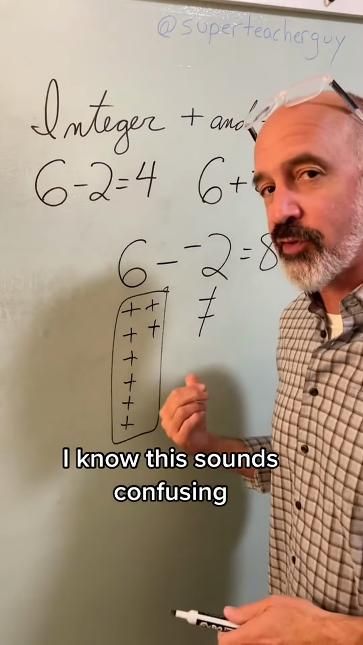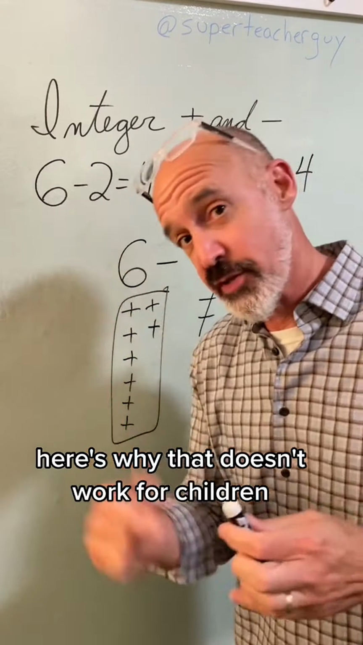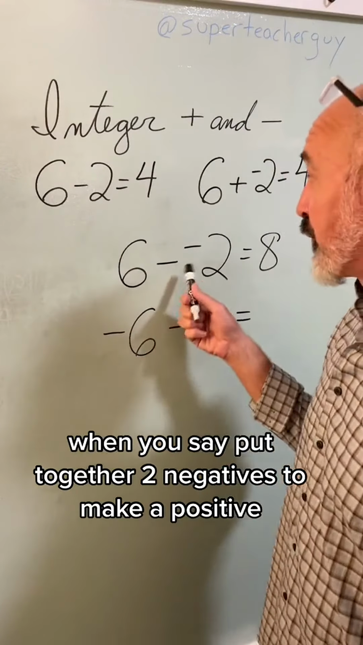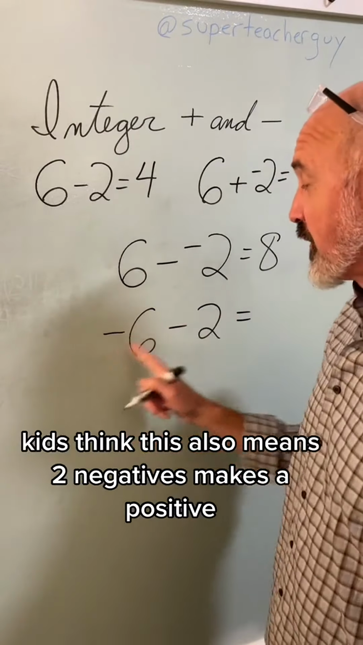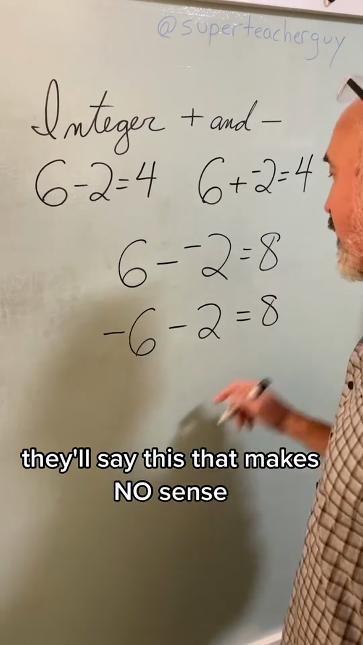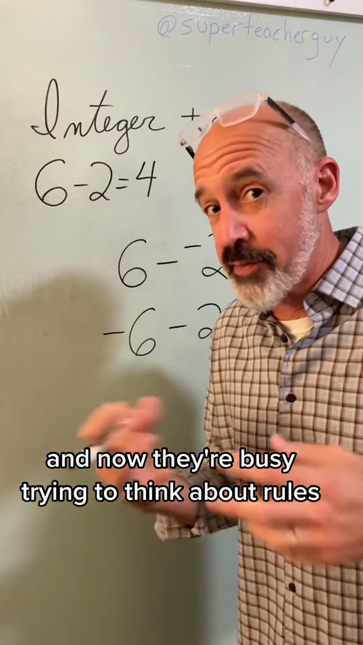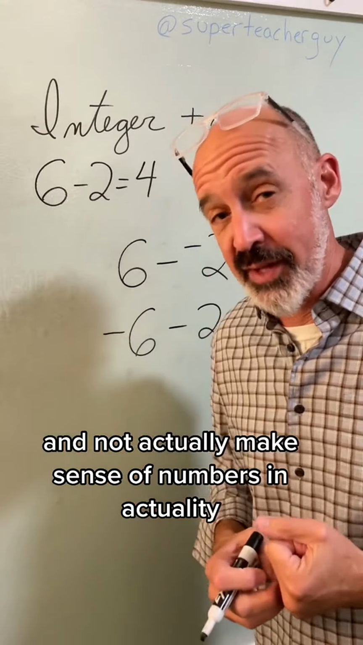I know this sounds confusing. You're going to come at me and say, just take 2 negatives and put them together. Here's why that doesn't work for children. When you say, put together 2 negatives to make a positive, kids think this also means 2 negatives makes a positive. They'll say this. That makes no sense. And now they're busy trying to think about rules and not actually make sense of numbers.